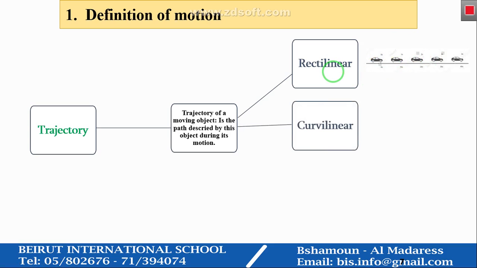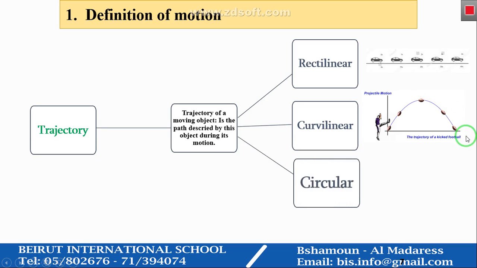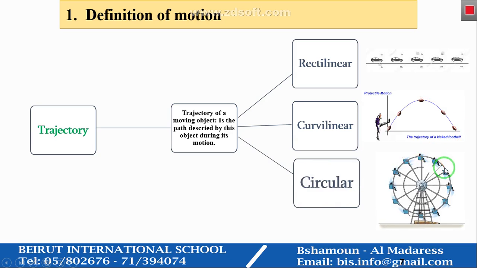Or the trajectory could be curvilinear. The trajectory is said to be curvilinear if the center of gravity of the moving body, which is the ball in this figure, are not collinear to each other, which means that they are moving in a curve. The last one is the circular. The circular trajectory is when the center of gravity of the moving body is moving in a circle, so we say that this trajectory is circular.